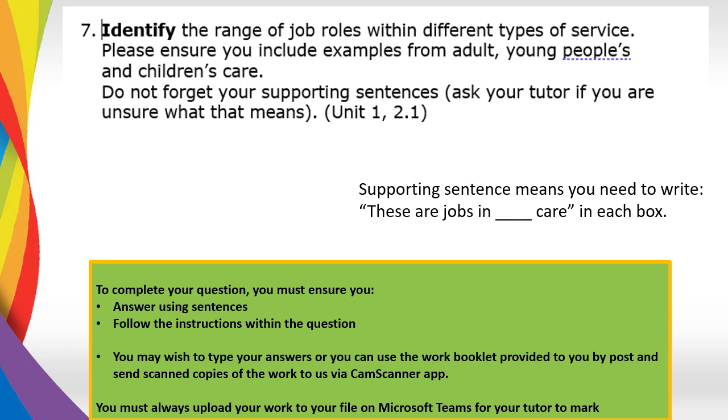So after you've written down which jobs are in which type of care, you need to put a sentence in such as these are jobs in children's care, these are jobs in adult care, these are jobs in young people's care. Okay, you need to put that in each box there that you've been provided with. So please pause this video now whilst you answer that question.